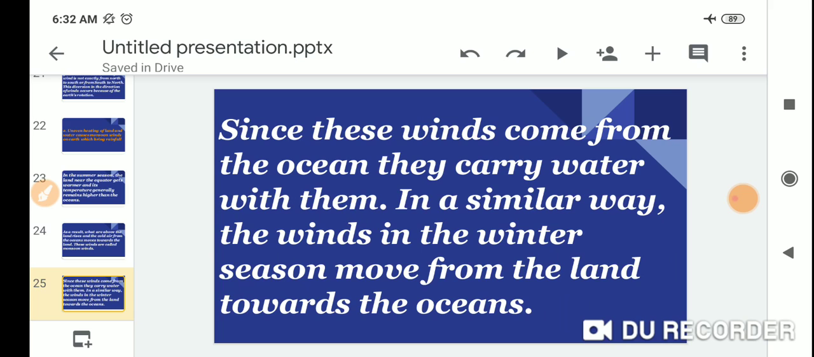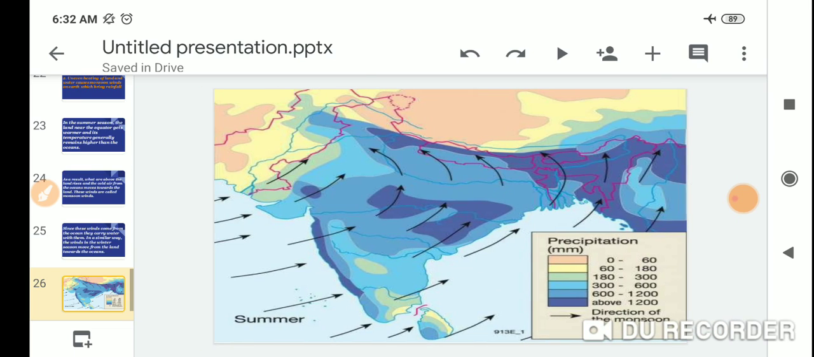In a similar way, the winds in the winter season move from the land towards the ocean. Look at this picture showing the summer precipitation.